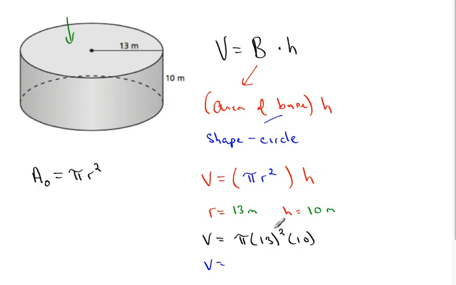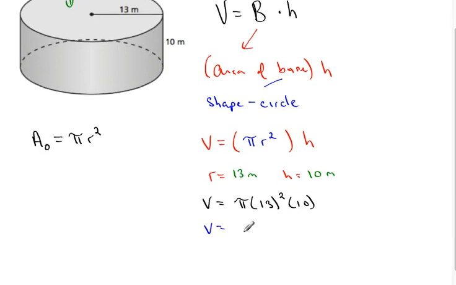Volume equals, what's 13 squared? 169 times 10, 1,690 pi meters cubed, because we're doing volume. Volume's three-dimensional, so my units should be meters to the third power. That's your answer in terms of pi, or if you're using 3.14 for pi, give it to me one more time. 5,306.6 meters cubed. Again, that's just taking 1,690 and multiplying by 3.14, and that'll be your final answer rounded to the nearest tenths.